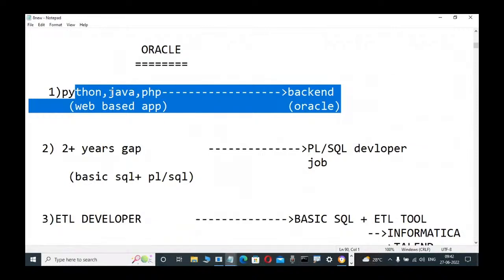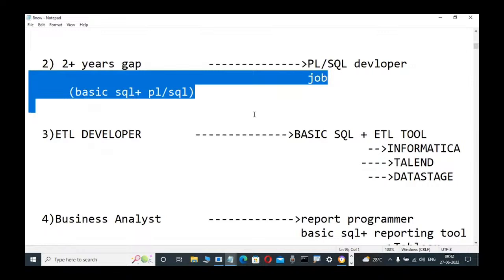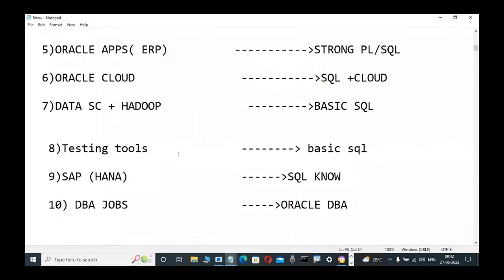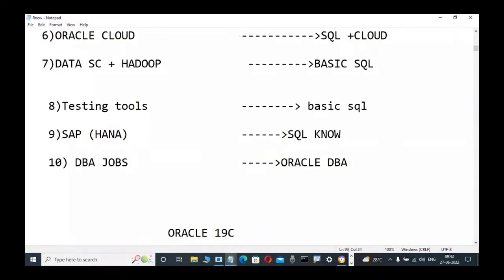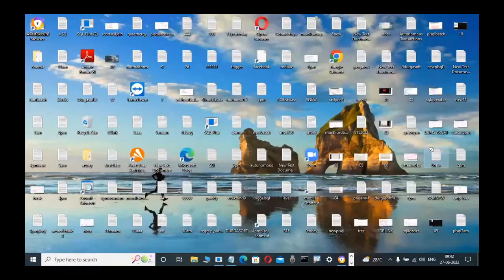There are PLSQL developers, and pure PLSQL for people with a gap of some years, ETL developers, business analysts, all those different jobs are there. I will tell you about those next. Don't worry, this is the first time, and a small concept is enough.